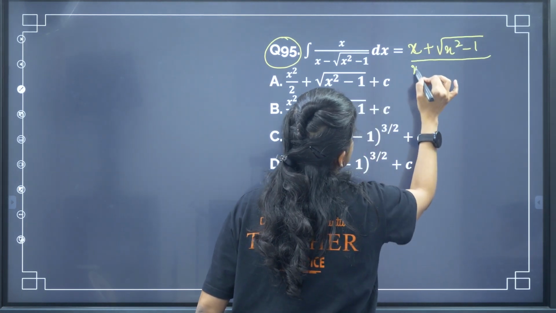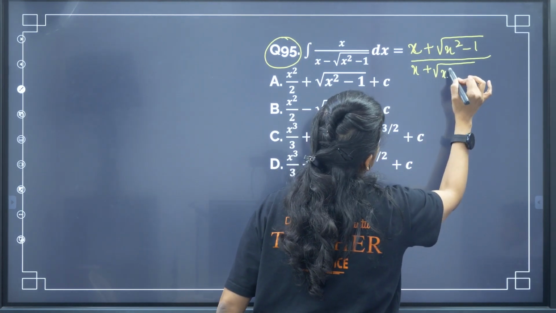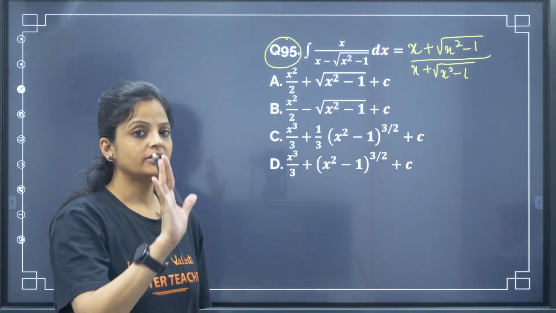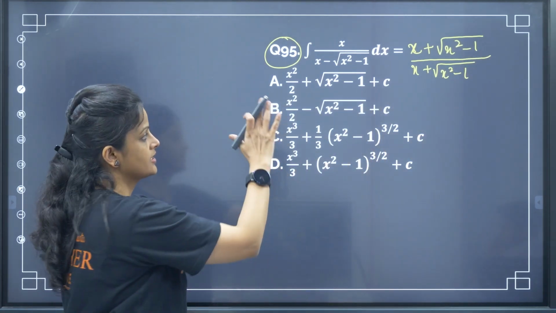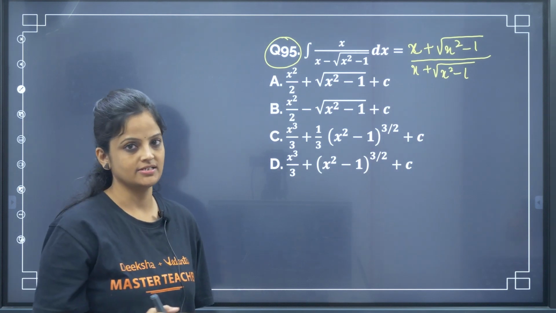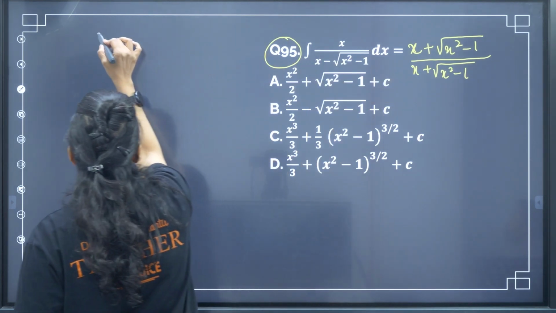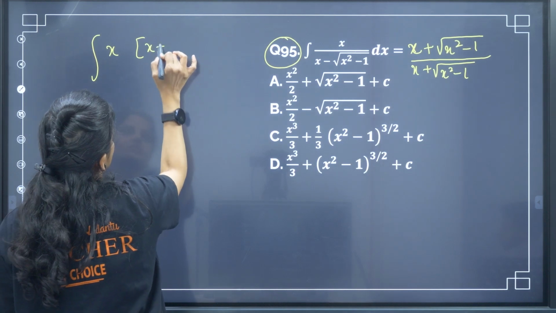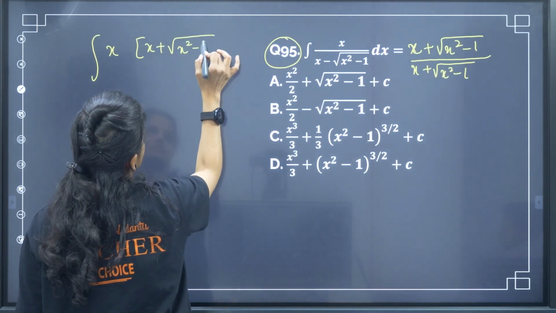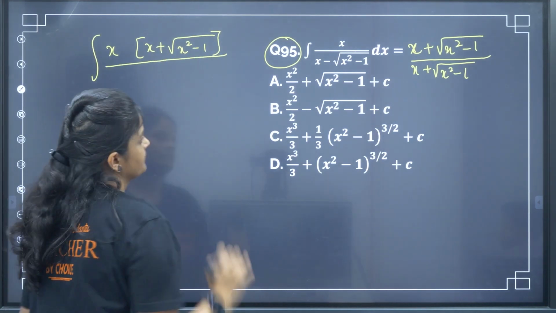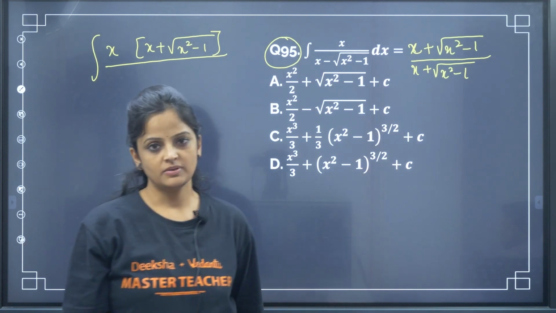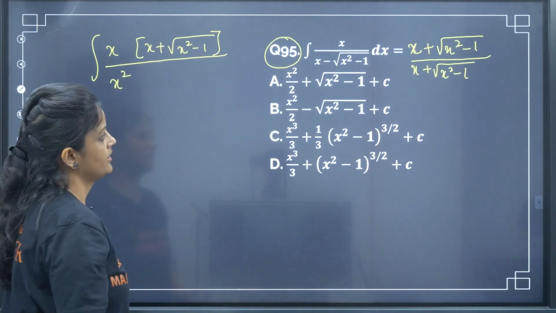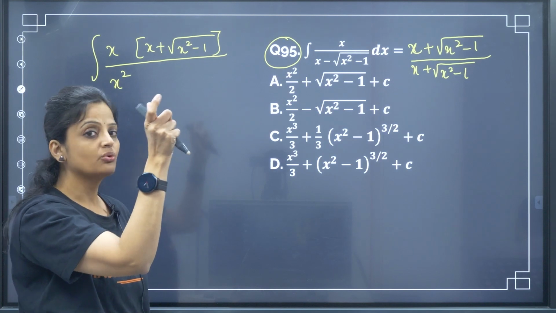Okay, when I don't see any other standard form or any other substitution, I am going to take off the root which is there in the denominator by doing the rationalization. Now see, the numerator says x into x plus root of x square minus 1 divided by a minus b, a plus b form, correct? So a square, that is x square, b square, that root will go off.